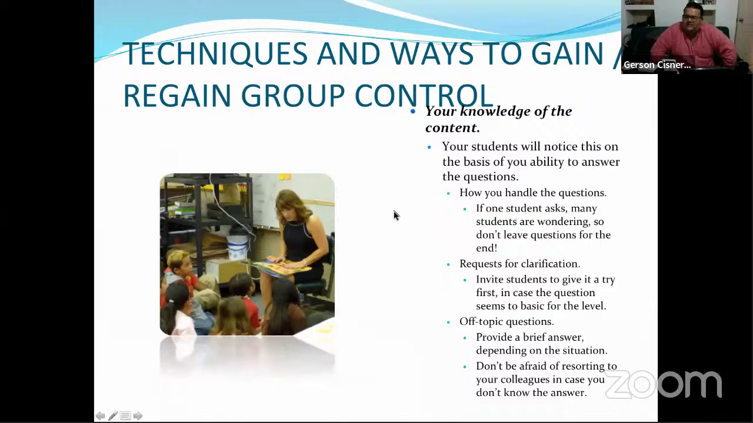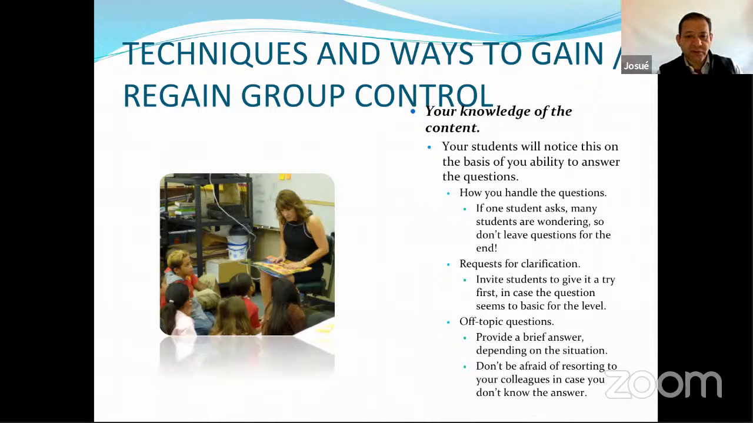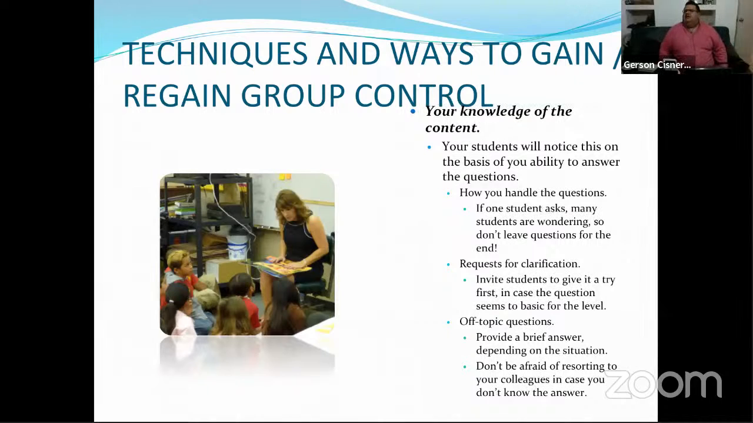Your knowledge of the content, very important. José, number one. Your students will notice this on the basis of your ability to answer the questions. Continue. How you handle the questions. If one student asks, many students are wondering, so don't leave questions for the end. Students notice. Ah, teacher no sabe. Y no pudo.